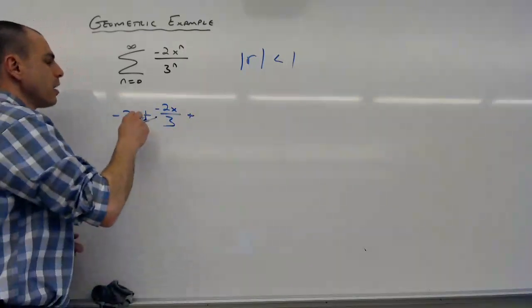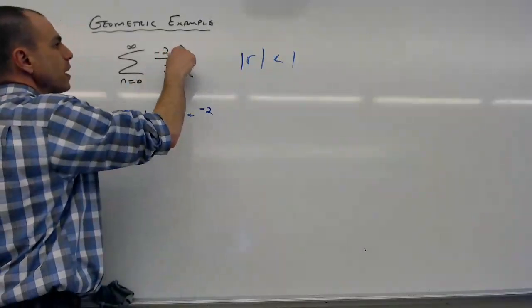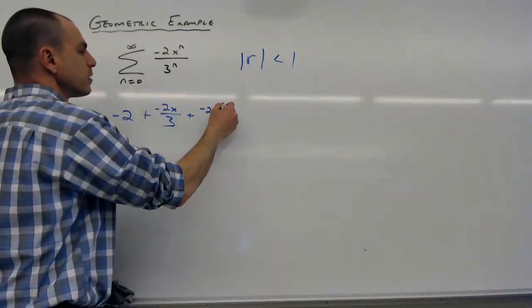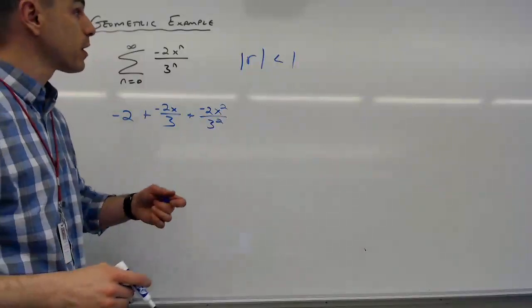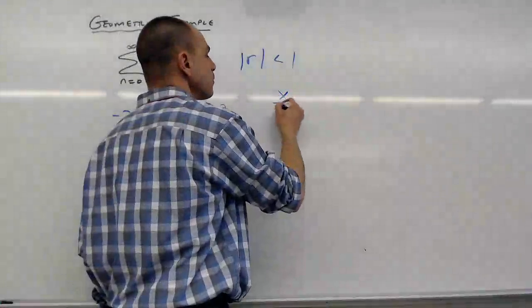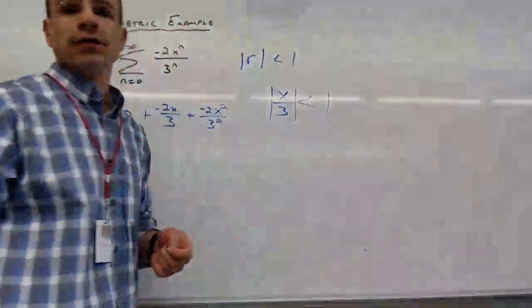Now we're going to have negative 2, and then n is now 2, so it's x squared over 3 squared. And we can see that once again we multiplied by x over 3. So our common ratio is x over 3. The absolute value of that ratio must be less than 1.